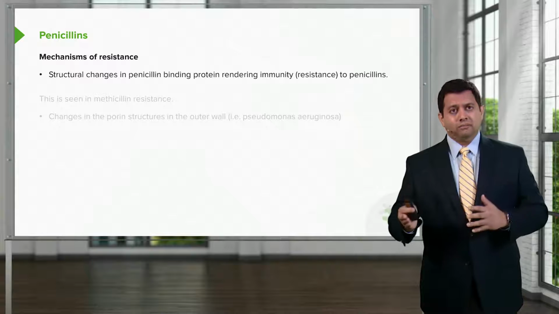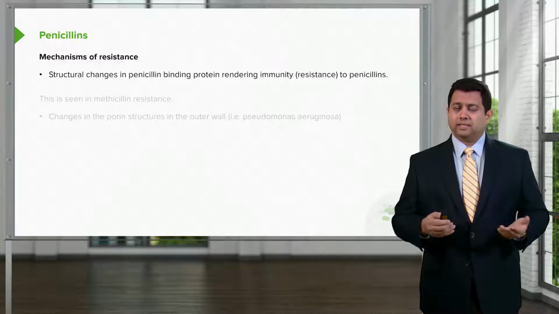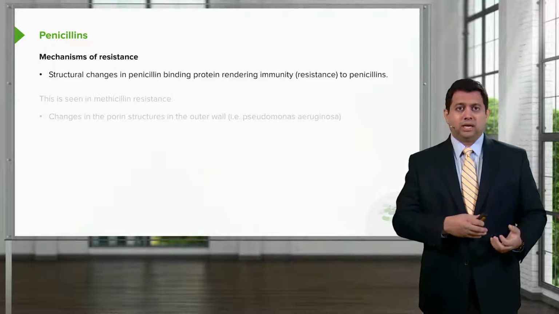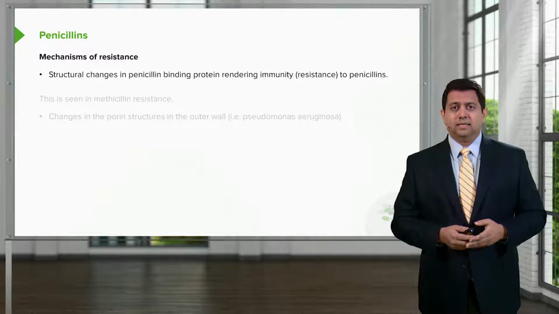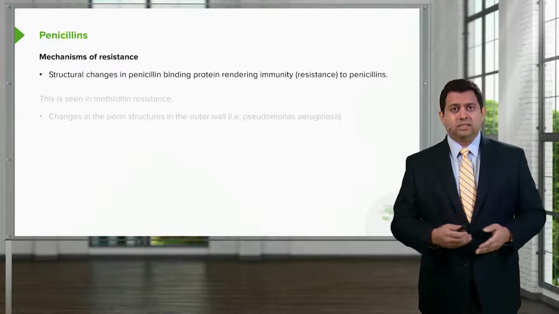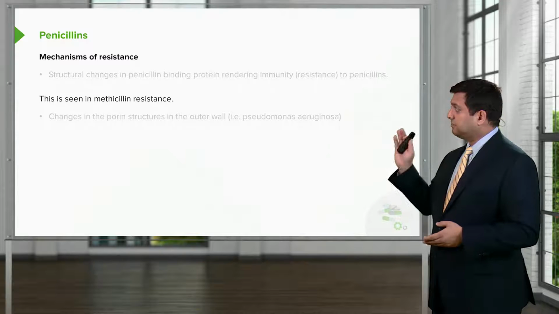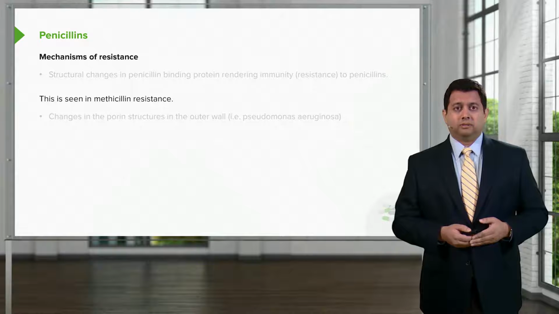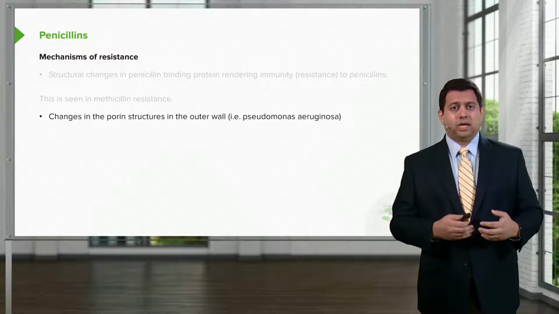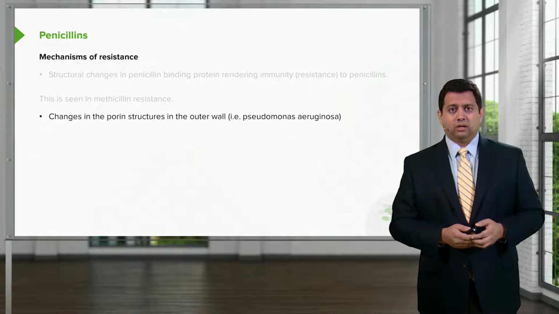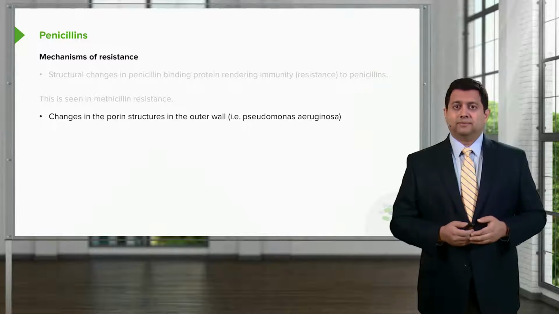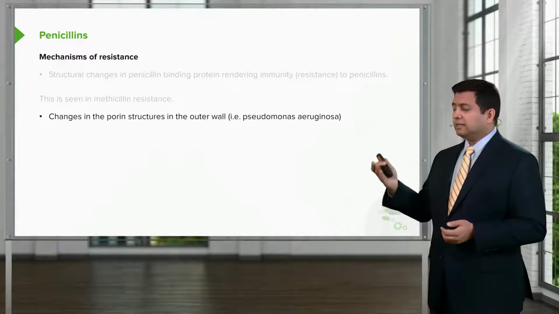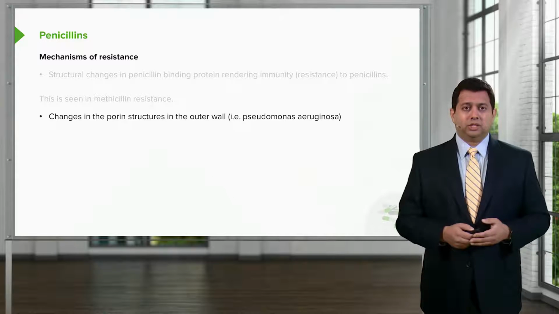Now, there are other mechanisms of resistance that bacteria will have against penicillin. Sometimes there's actually a structural change in the penicillin-binding protein which renders immunity or resistance to penicillins. This is actually the mechanism of methicillin resistance, and it's become a real problem in our hospitals. Sometimes there's actually a change in the porin structure of the outer wall. So for example, the resistance of Pseudomonas to penicillins is a great example. The penicillin isn't able to penetrate because there's a change in the porin.